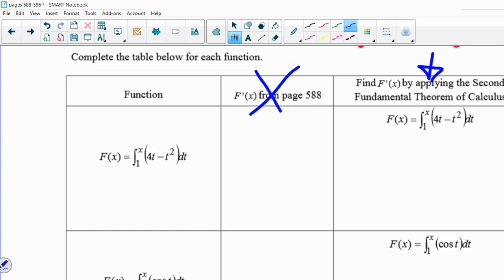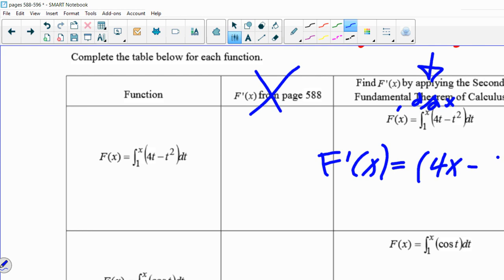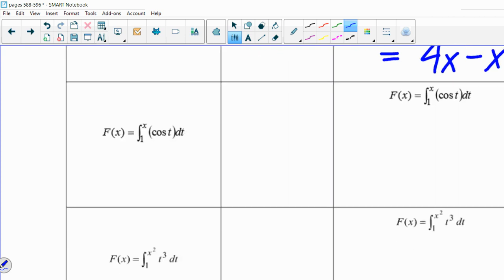So this column, if I want to find F prime of x, then I'm taking the derivative of both sides with respect to x. So it's going to be 4x minus x squared times the derivative of that upper limit, which is just 1. Now you don't have to do that part. You can look with your brain and know that that's 1. You don't have to write that down. Next one, F prime of x. I'm taking the derivative of both sides, so that's going to be cosine of x. The derivative of x is 1.